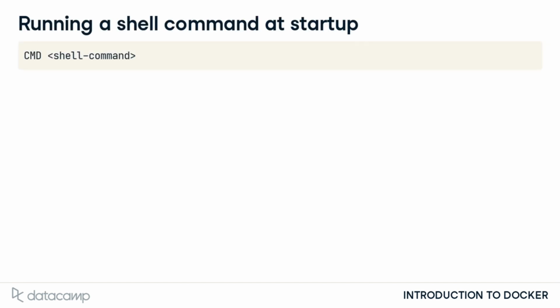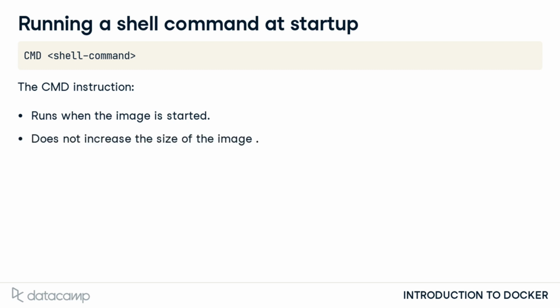Like everything else we add to images, we can add a start command using an instruction in a Dockerfile. This instruction is CMD. CMD accepts a single parameter, the shell command to run when the image starts. The shell command runs when somebody starts a container. It is not executed when using docker build to create an image from the Dockerfile. Adding a CMD instruction to a Dockerfile does not increase the image size and does not add any time to the build.